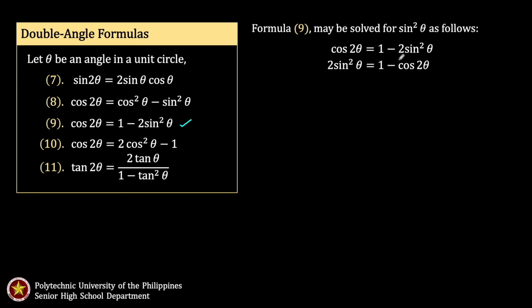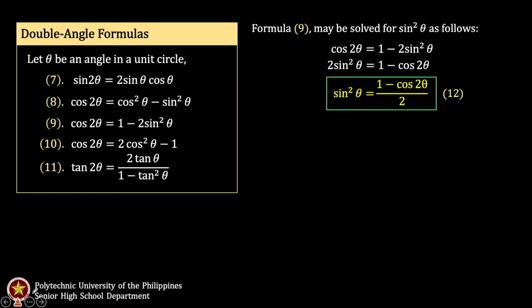Now, simply transpose negative 2 sine squared theta to the left side and cosine 2 theta to the right side. We have this equation, and divide both sides by 2. This will cancel, so we will obtain sine squared theta equals 1 minus cosine 2 theta all over 2. And we will call this equation number 12.